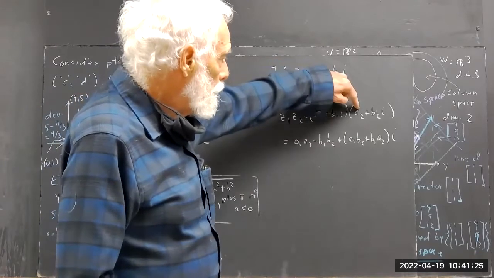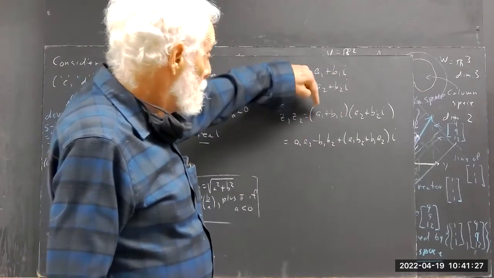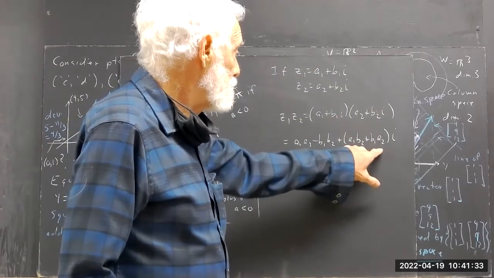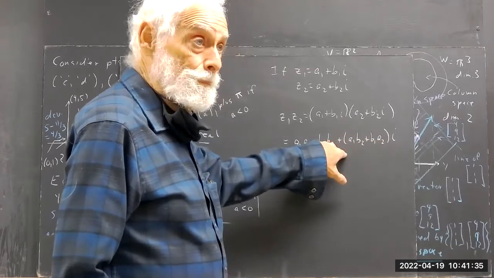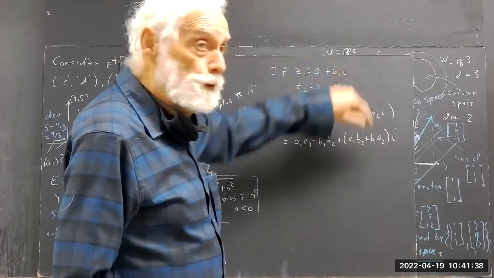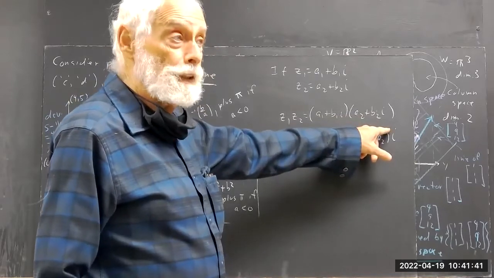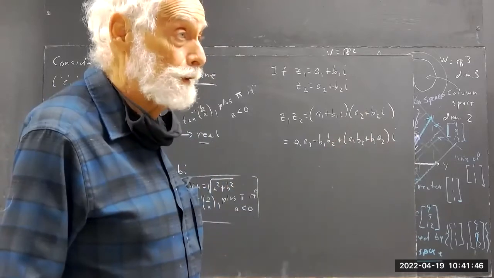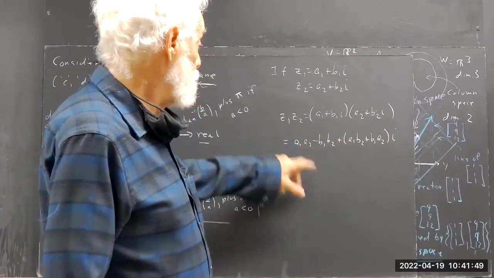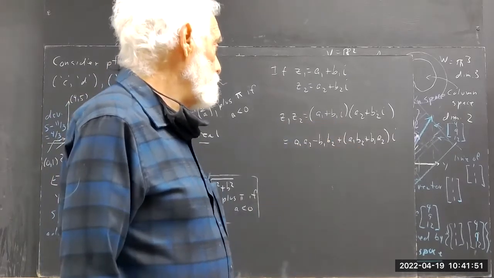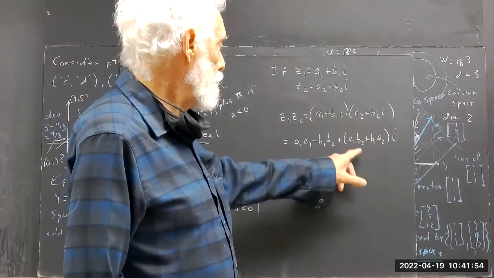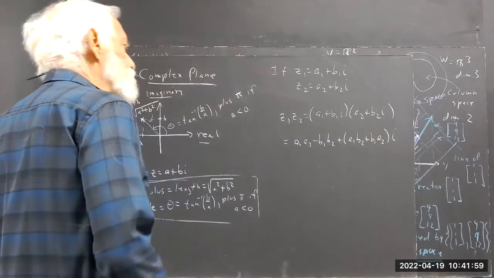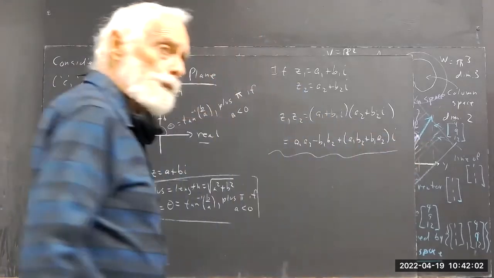If you multiply A1 by A2, you get A1 A2. If you multiply A1 by B2 i, you get A1 B2 i, which is here. If you multiply B1 i by B2 i, you get B1 B2 times i squared. Well, what's i squared? It's negative 1, because i is the square root of negative 1. So you get your negative B1 B2, and you also get the B1 A2 here times i, okay? Well, as it turns out, you can do the trigonometry and it's not difficult.